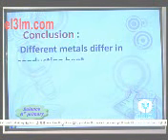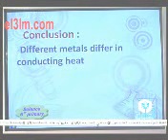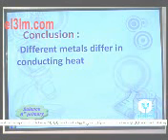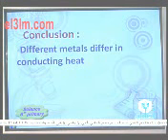We can conclude that different metals differ in conducting heat. Although they are good conductors, the conductivity varies from one metal to another. Copper conducts heat faster than aluminium and iron.